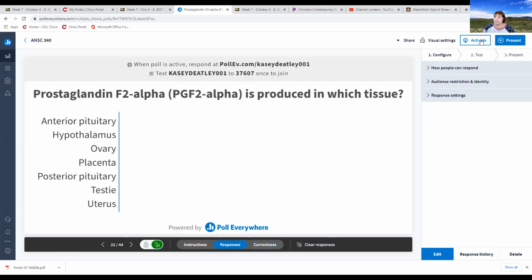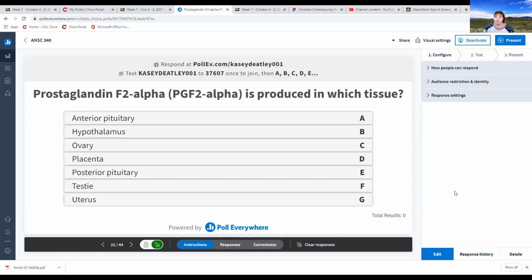All right, so we'll activate this one. Next question, prostaglandin F2 alpha is produced in which tissue? We'll give you 30 seconds here as well.